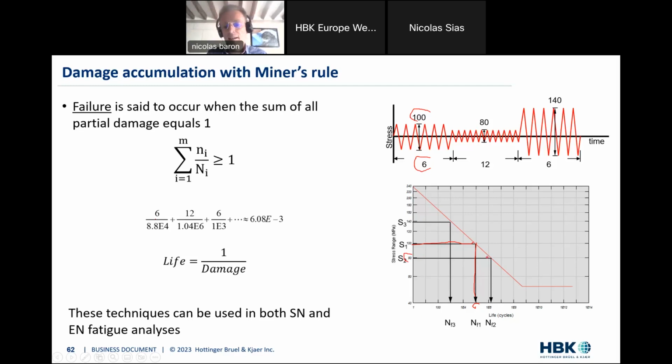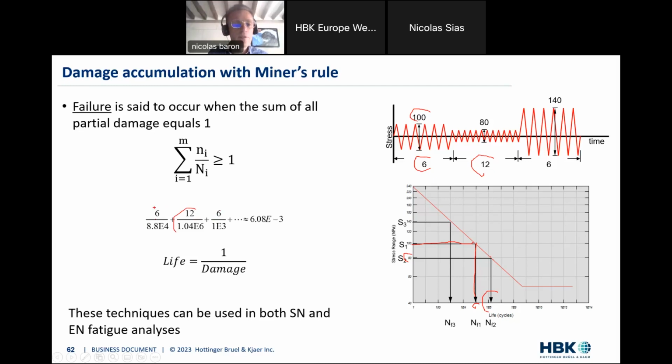80 megapascal allows me to repeat, well, there will be fracture when I've got 1 million repetitions of these cycles here, because of this number here. I've repeated that 12 times, so the relative amount of failure I will induce in my component is 12 over 1 million. And that's for the second block.